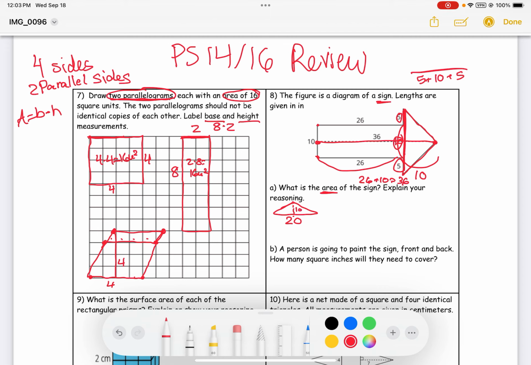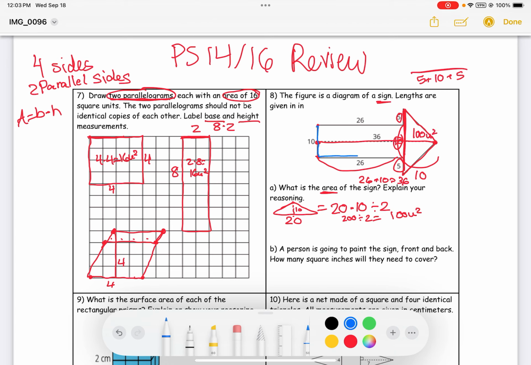So let's find the area of the triangle. The base, which is 20, times the height, which is 10, divided by 2. Okay, so 20 times 10 is 200. 200 divided by 2 is 100 units squared. So the triangle's area is 100 units squared.